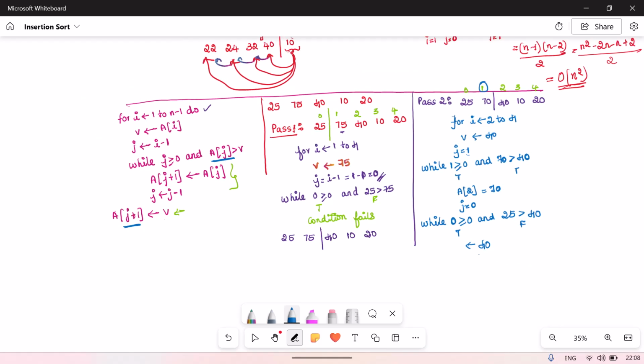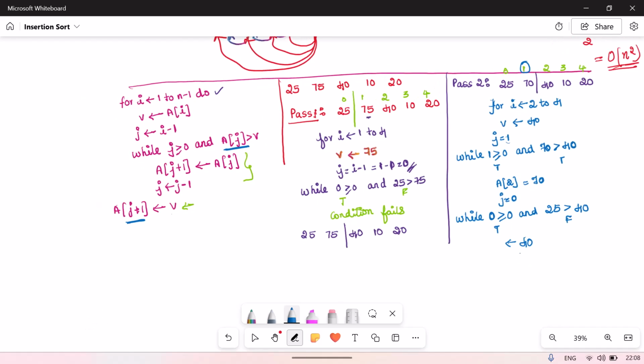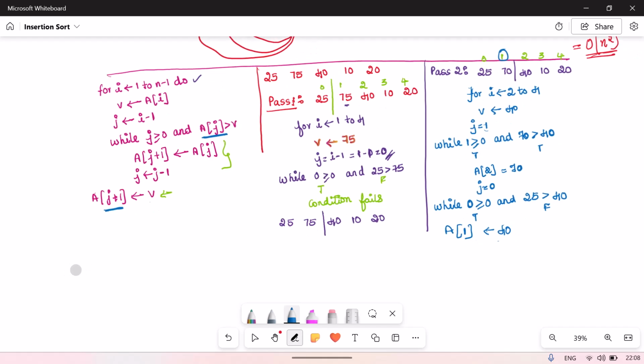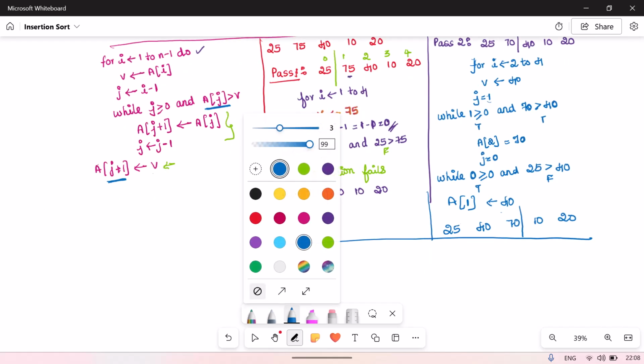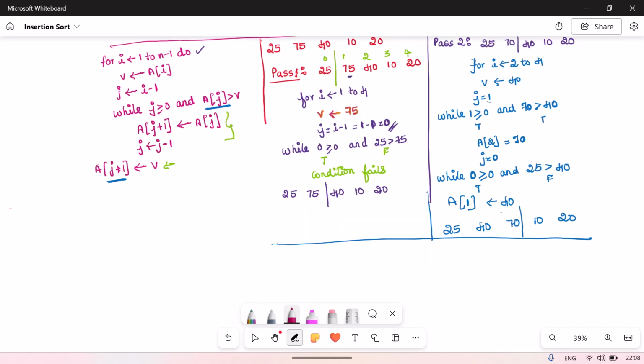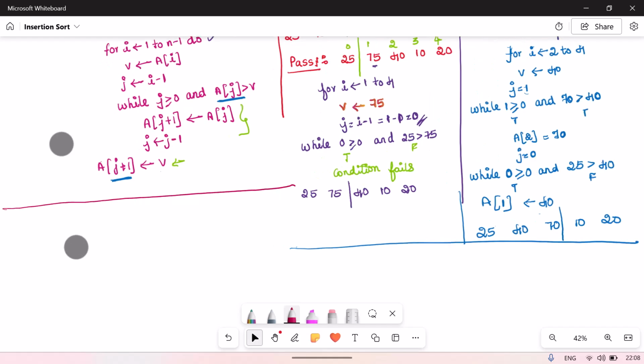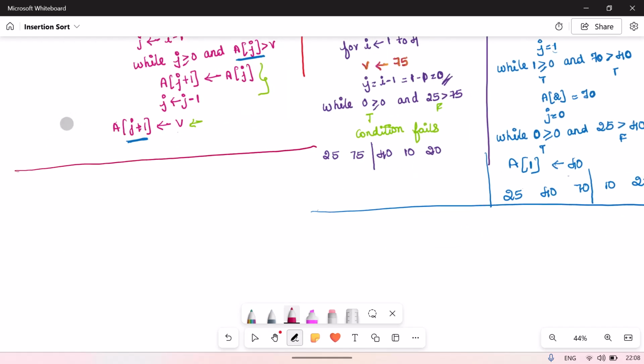So a of 1 will be now 40. So by the end of this, it will be something like this: 25, 40, 70, 10, and 20. 3 elements are sorted. This is pass 2. So you'll have to now do pass 3 and pass 4. Let us do it. I hope you're not getting confused. So pay attention and listen very carefully.